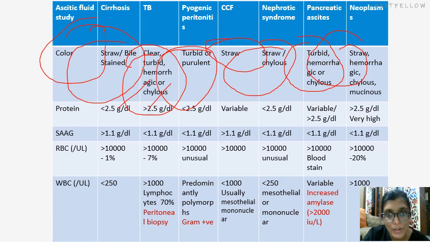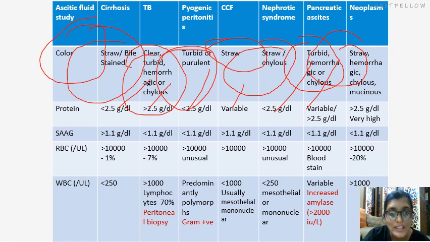In TB it is more than 2.5. Pyogenic it is again less than 2.5. CCF variable, and in nephrotic syndrome less than 2.5. Pancreatic ascites more than 2.5, and in neoplasm it is very high. Now, SAG ratio is described previously. I'll come quickly to the WBC cells.